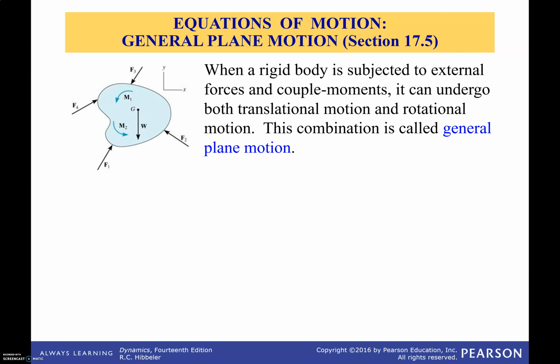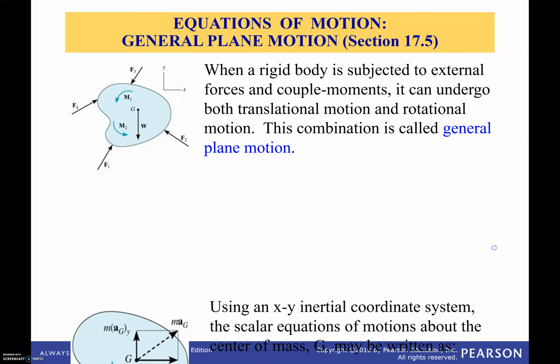Okay, so now let's look at the general equations of motion. So we have here a body, right? And so we have forces and we have moments acting on the body. There's a weight. In this case, the body is going to have a general plane motion. That means it's going to be translating and rotating at the same time.